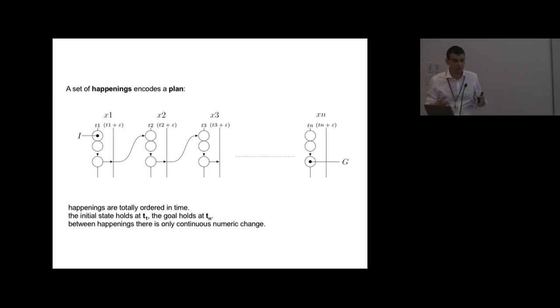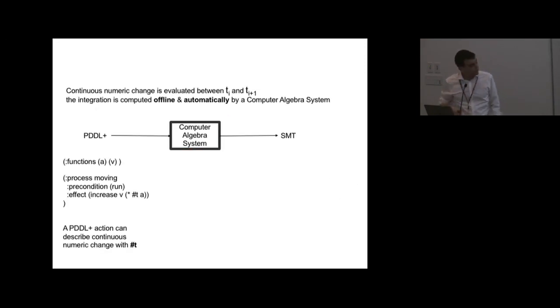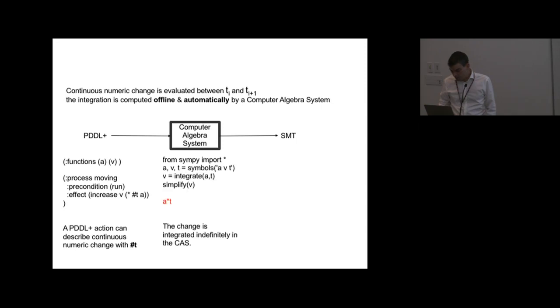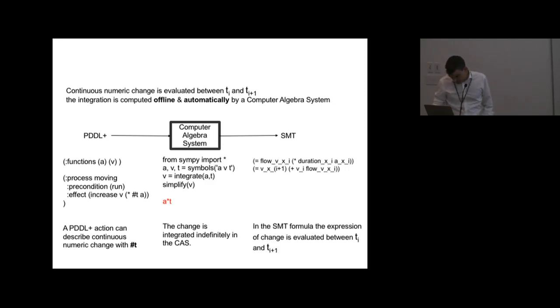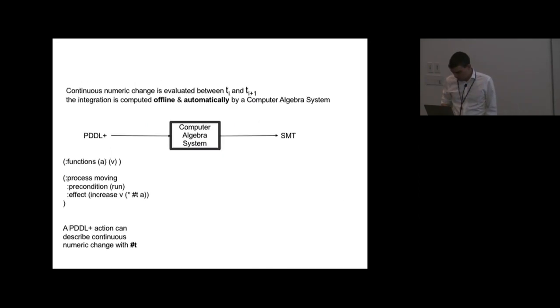How do we handle the maths? Because we said you can start with a domain where you have complex differential equations. So what we do is use a computer algebra system, and the idea is that before encoding the plan, we consider the dynamics of the system, and we compute the indefinite integrals to be put in the plan. Making things a bit easier, if we have this process here, just increasing the velocity depending on the acceleration, the CAS, the computer algebra system, finds this indefinite integral, so that you know which kind of dynamics you need to compute between each happening, in this time where there is only continuous change. And this is what the SMT solver will do for you.